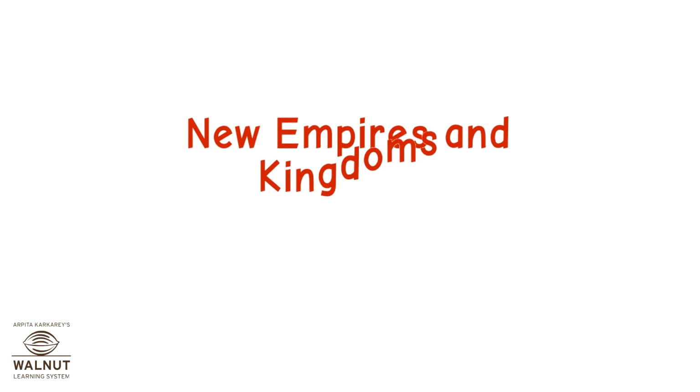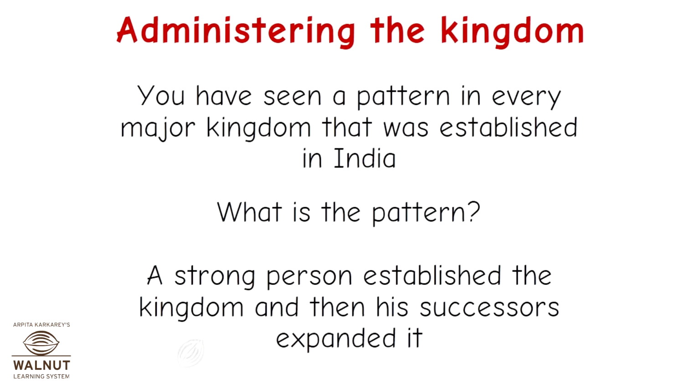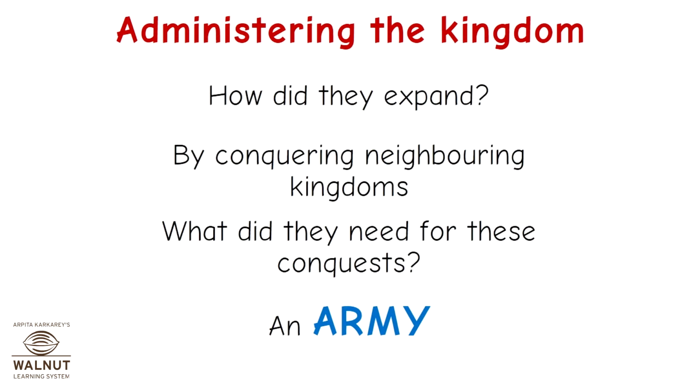New empires and kingdoms, administration of the kingdoms. Administering the kingdom. You have seen a pattern in every major kingdom that was established in India. What is the pattern? A strong person established the kingdom and then his successors expanded it. How did they expand? By conquering neighboring kingdoms. What did they need for these conquests? An army.